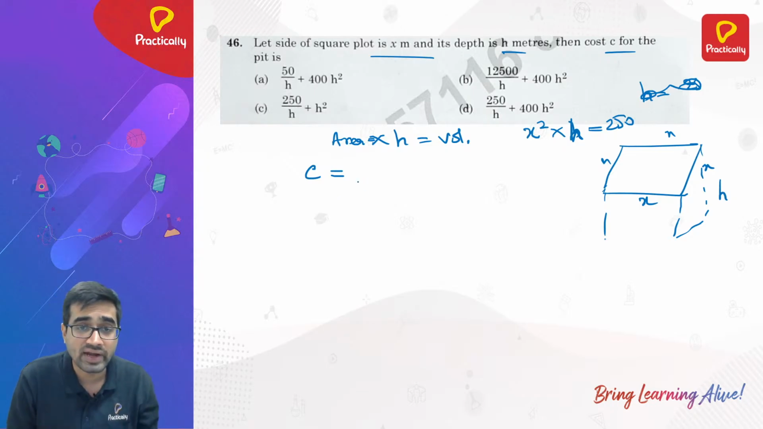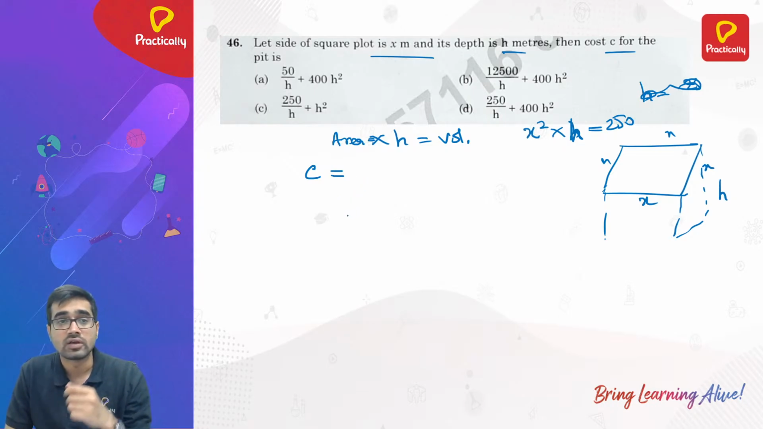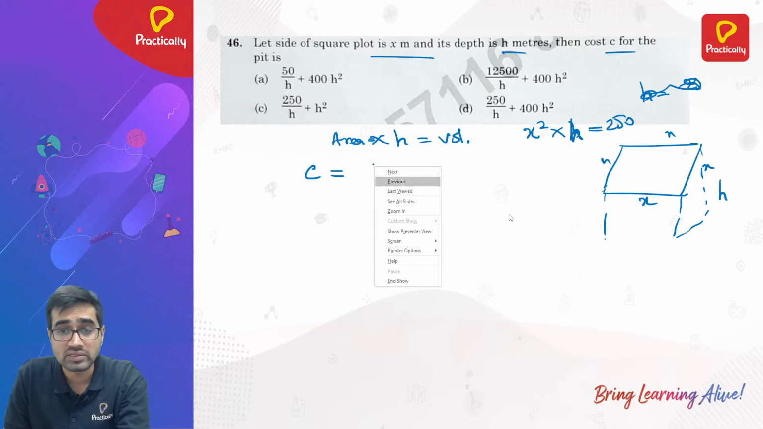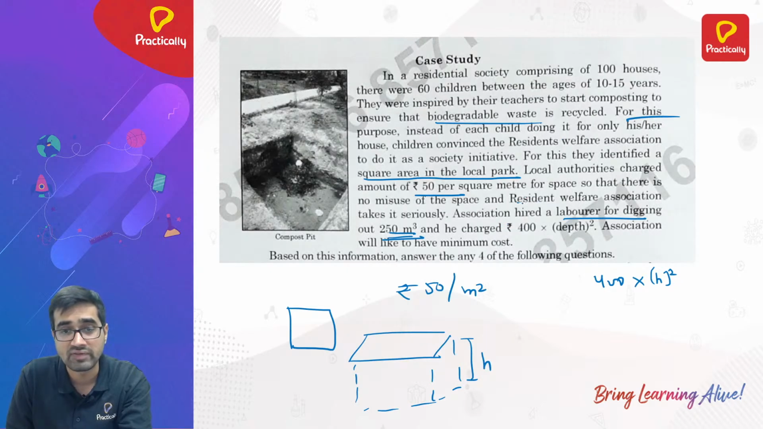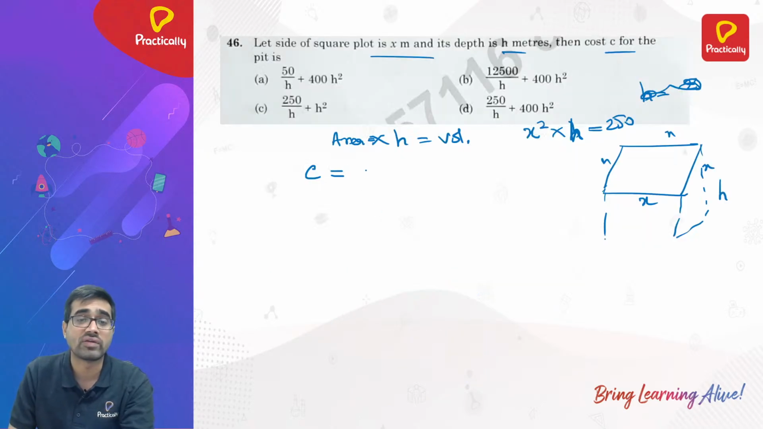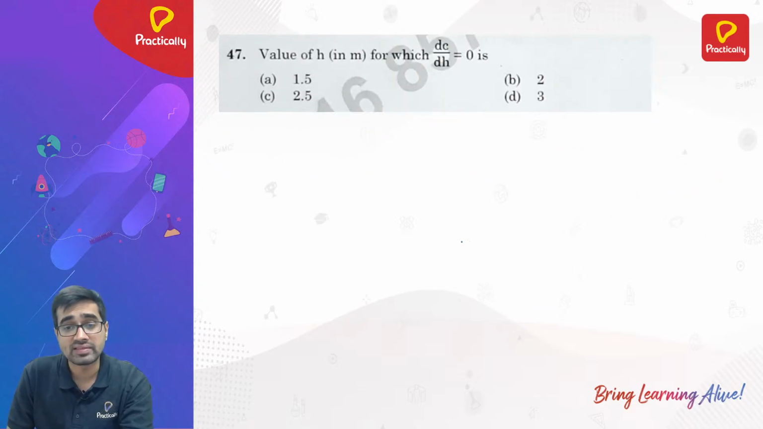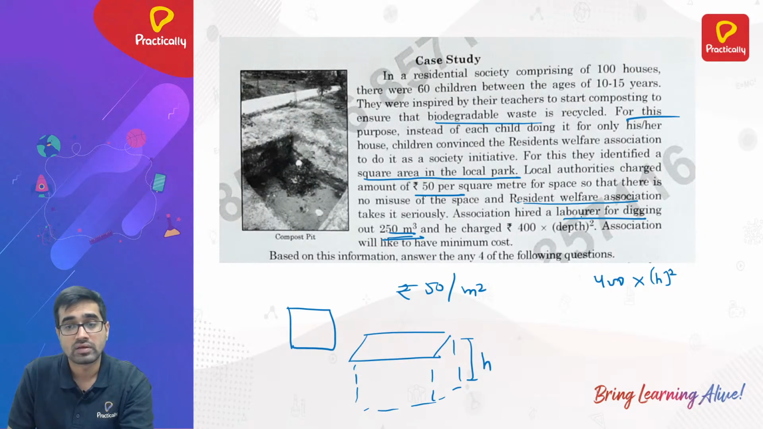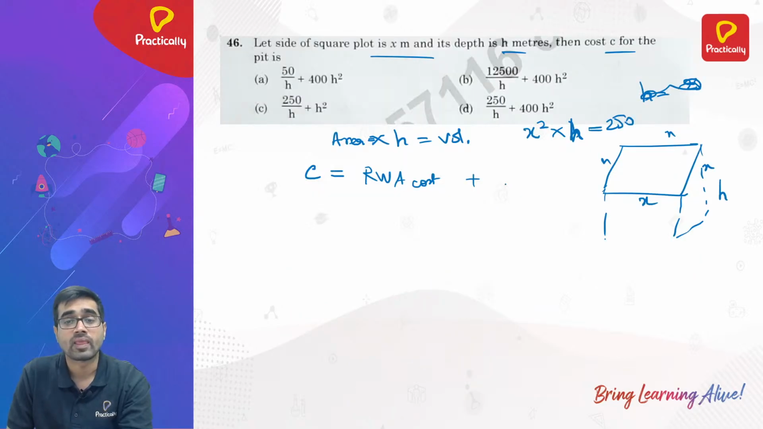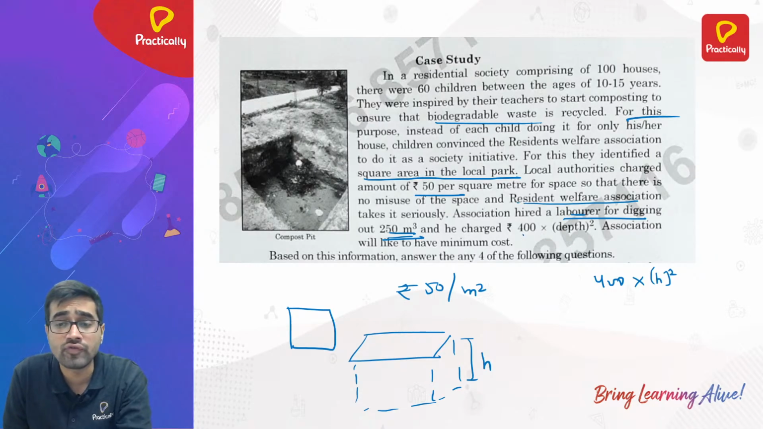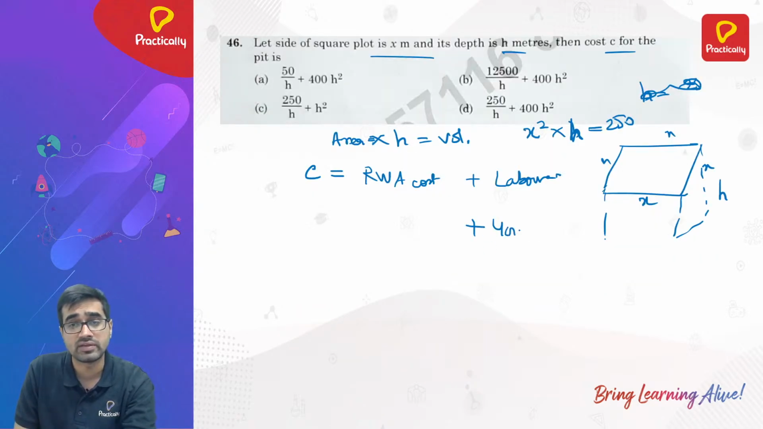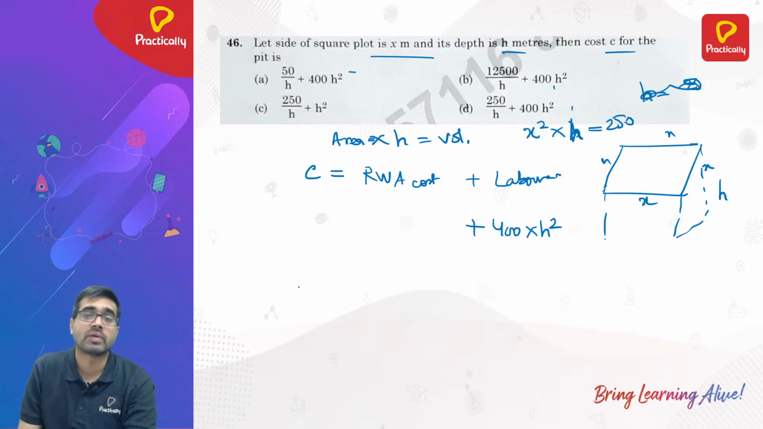So what is the cost? The cost is made of 2 things. First, the cost taken by society people. See, it's written resident welfare society, RWA we call it. The cost by RWA and the cost by the laborer. Laborer is saying I will charge you 400 times depth square. So 400 h square.